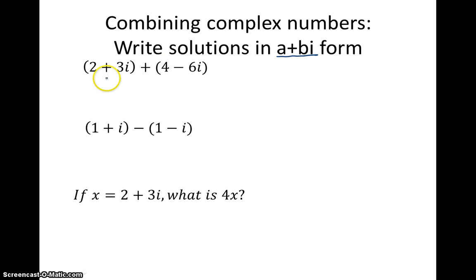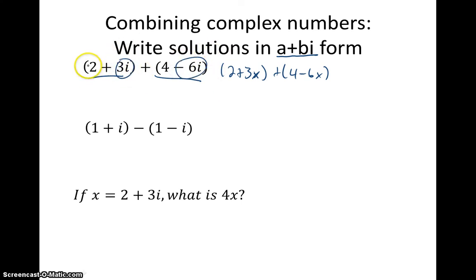So let's just talk about how we add two complex numbers. Looking at these two complex numbers, 2 plus 3i plus 4 minus 6i, this is exactly the same as the problem 2 plus 3x plus 4 minus 6x. So x, like the variable from algebra, it's exactly the same as how we do this, because i is the square root of negative 1. This is just like a multiplication. So think about these two as being like terms.